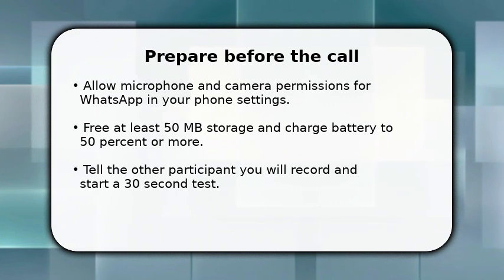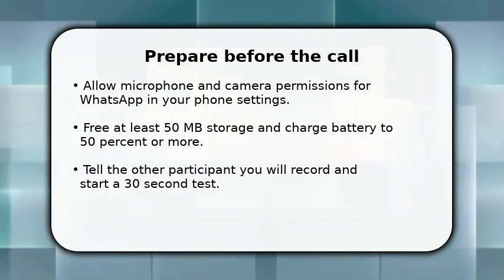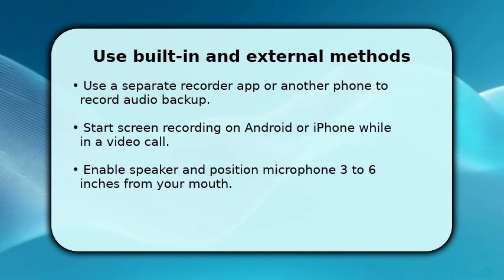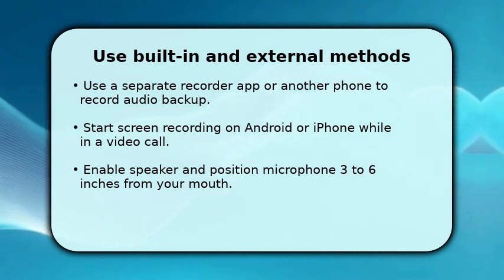Decide whether to use the phone screen recorder or an external recorder as backup. On Android, enable built-in screen recorder before joining the WhatsApp video call. On iPhone, open Control Center and prepare screen recording with microphone audio enabled.